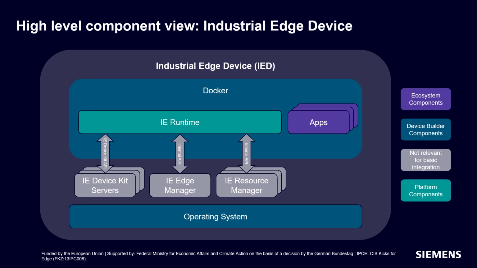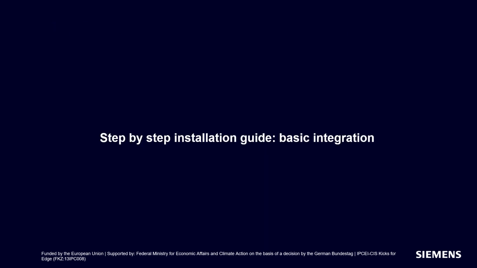Once the initial setup is complete, the device can be onboarded to the Industrial Edge Management System. This step is essential as it provides access to the broader Industrial Edge ecosystem. Through this connection, you'll be able to manage applications, users, and various functionalities within your industrial environment. Now let's walk through the step-by-step installation process.